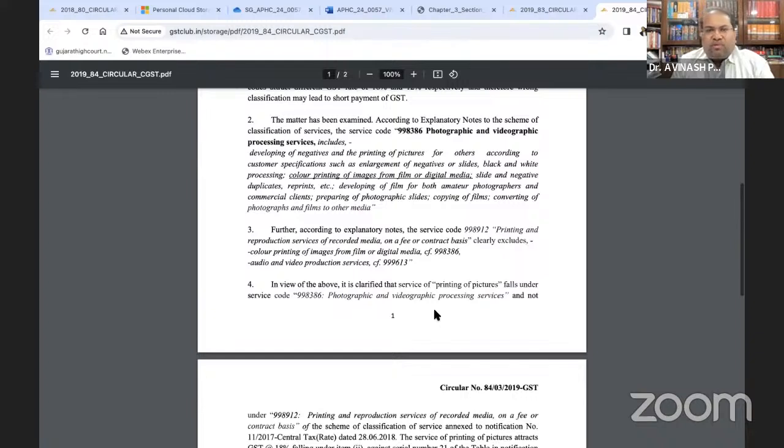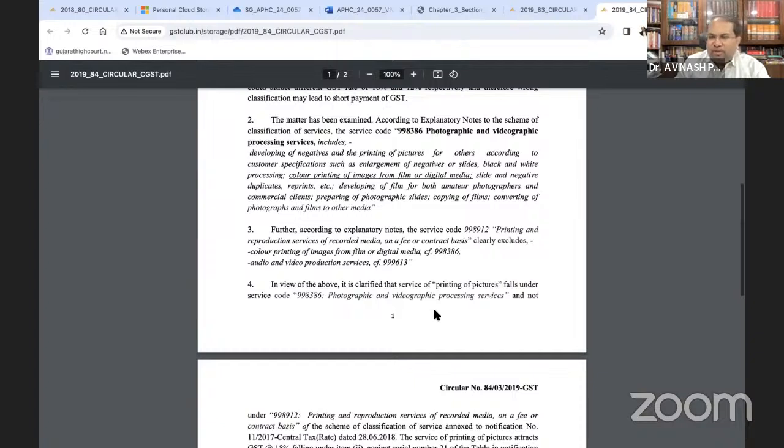According to the explanatory notes to the scheme of classification of services, the service code 998386, photographic and videographic processing services, includes developing of negatives and printing of pictures for others according to customer specifications, such as enlargement of negatives or slides, black and white processing, color printing of images from film or digital media, slide and negative duplicates, reprints, etc. Developing of film for both amateur photographers and commercial clients. Preparing of photographic slides, copying of films, converting of photographs and films to other media. This is what is there in the explanatory notes.